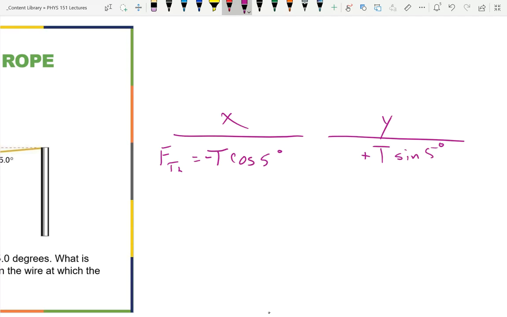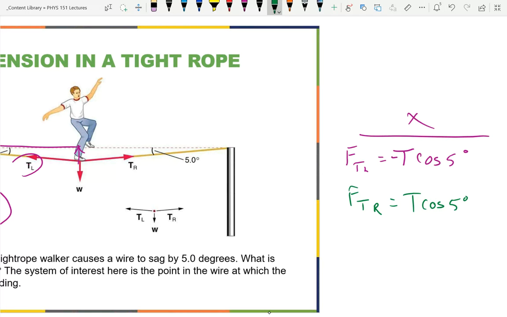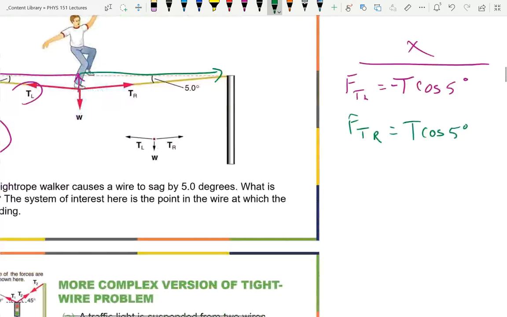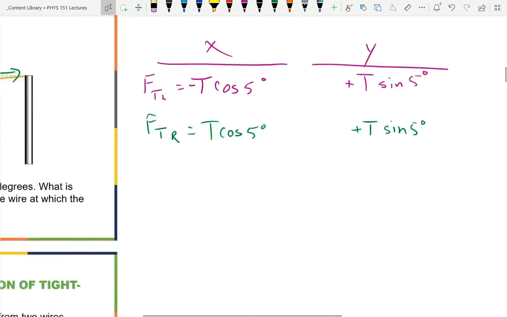Now I have to do that for the force of tension on the right side as well. I didn't go through all the explanation again because the only difference is it's going to the right now instead of to the left. In this problem, the angle was the same, so I didn't have to really repeat anything. So that's two forces. What's the third force?